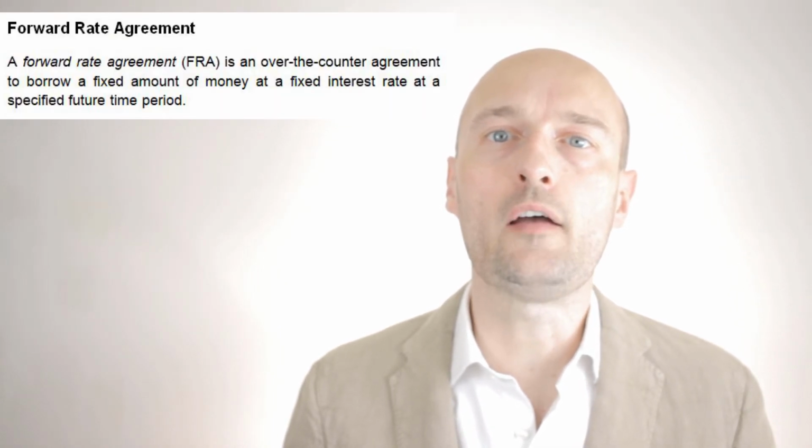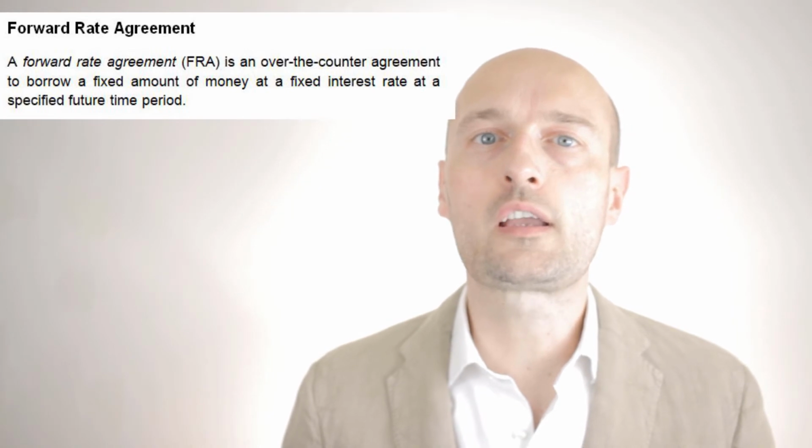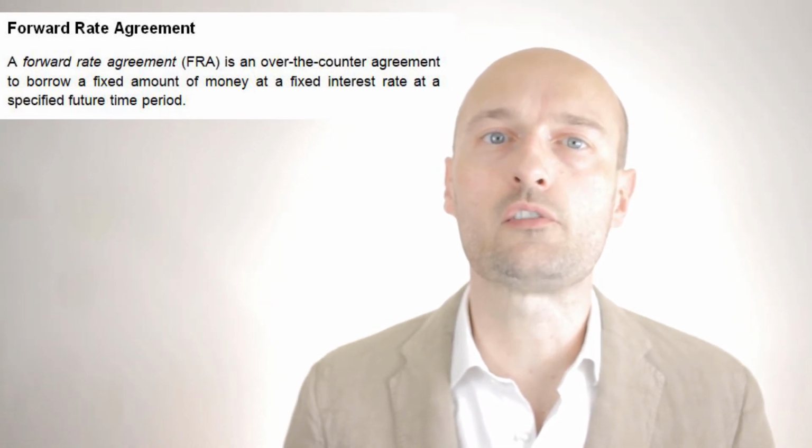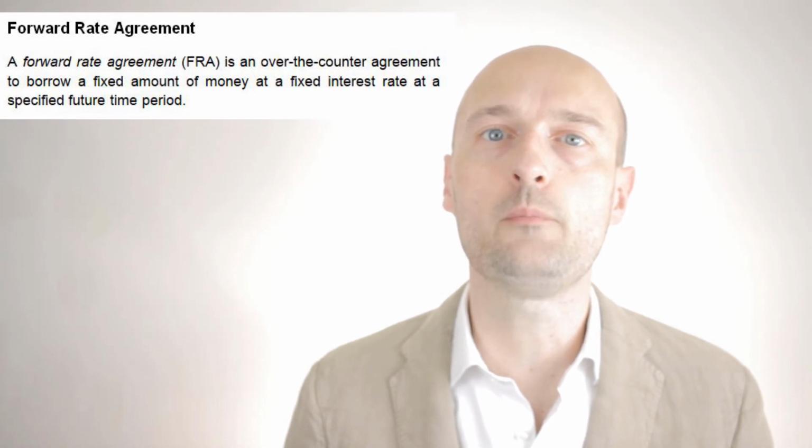Okay, so now that we know what a forward rate is, what is a forward rate agreement? A forward rate agreement, or FRA, is an over-the-counter agreement to borrow a fixed amount of money at a fixed interest rate at a specified future time period. In plain English, it's an over-the-counter agreement to borrow or lend during a specified time period, not starting now.